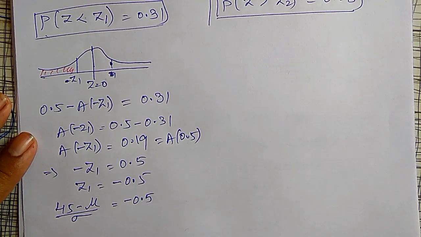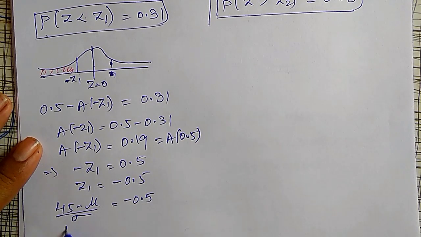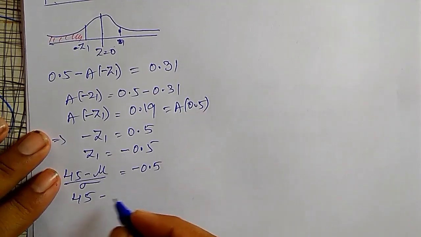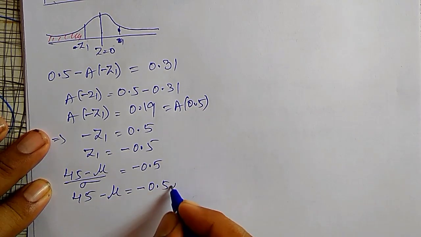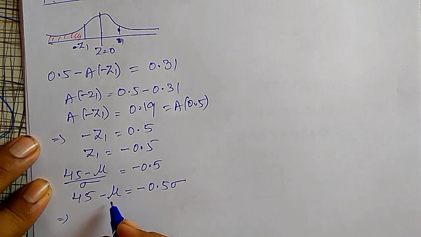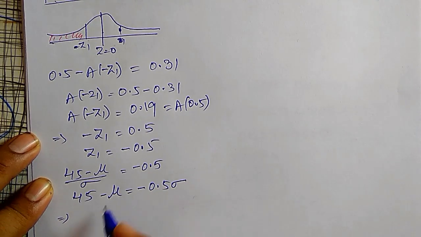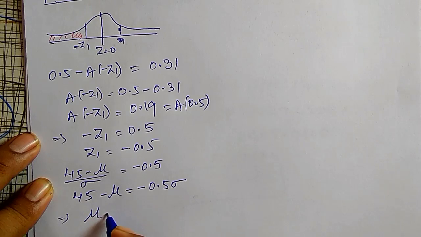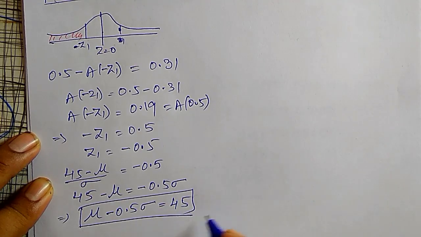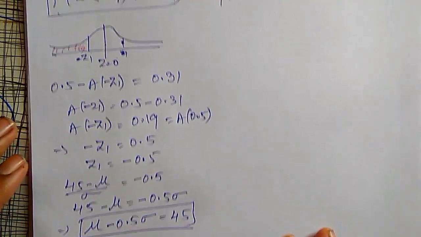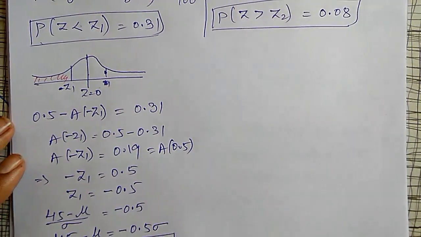So simplifying this in terms of mu and sigma, 45 minus mu is equal to minus 0.5 into sigma. I am converting mu and sigma to one side. Therefore, mu minus 0.5 into sigma is equal to 45, which is my first equation. Like that, I have to solve for the second equation also.